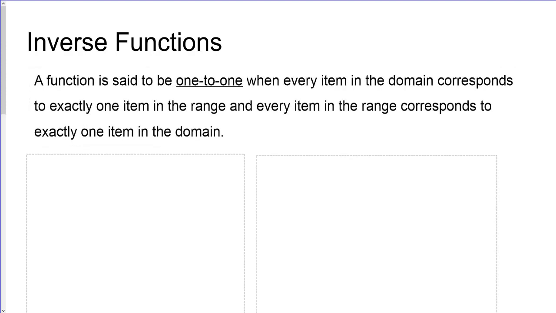This lesson is about inverse functions. Before we discuss inverse functions, however, we need to discuss a type of function called a one-to-one function. And a function is said to be one-to-one when every item in the domain corresponds to exactly one item in the range, and every item in the range corresponds to exactly one item in the domain.